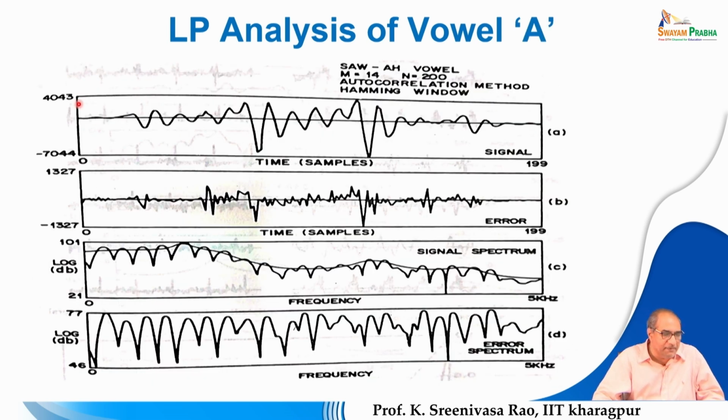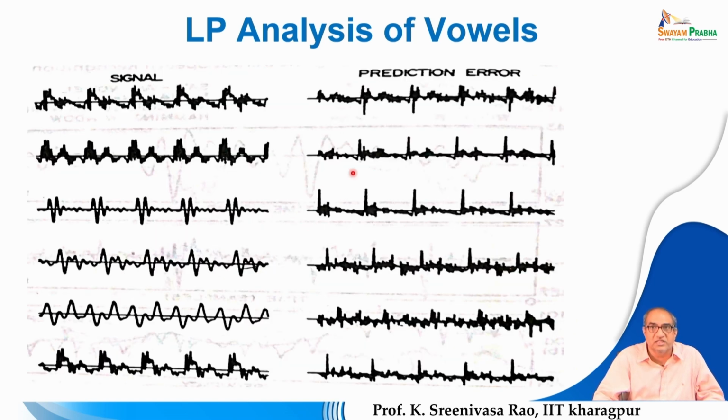If you look here, the signal amplitude varies from almost minus 7,000 to plus 4,000, that means the range is about 11,000 or 12,000, whereas the error signal ranges from minus 1300 to about 1000. It means it is about 2000 altogether, whereas here the range is about 11,000. But for the purpose of display, these prediction error signals are zoomed up to the same level as the signal.